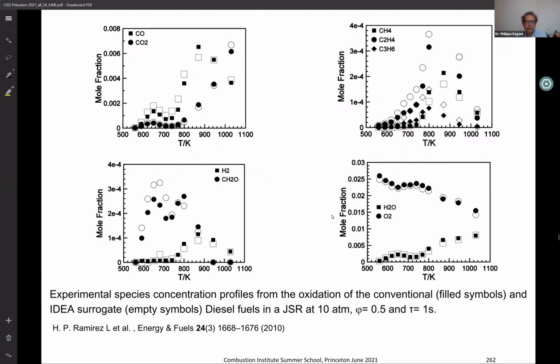We did the same thing at different equivalence ratios. So now we are reducing the amount of oxygen. We are operating at phi equal 0.5. For oxygen and water, it's still the same story. They match pretty well. Regarding CO and CO2, there are some discrepancies, but it's not huge. And again here, there are some differences, but it's not huge again. And same for hydrogen here.